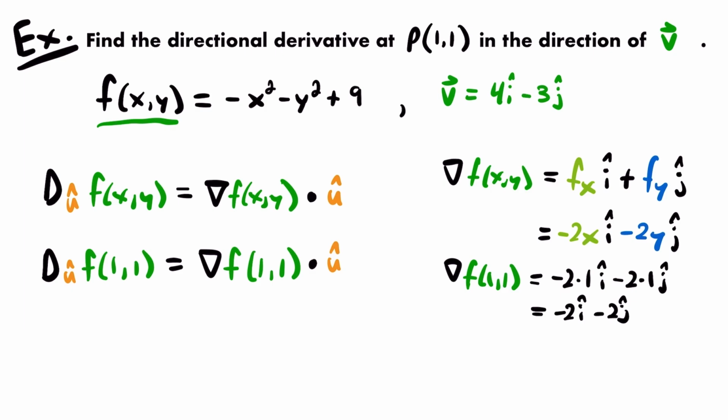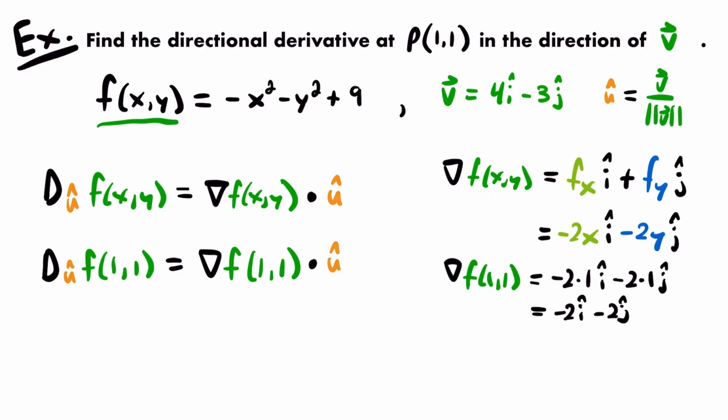We want to find the directional derivative in the direction of this vector, but we can't just use this vector as it is. We need to first check to see if it's a unit vector, and if it is, then of course we can use it in this dot product right away, but if it's not, then we need to turn it into a unit vector.